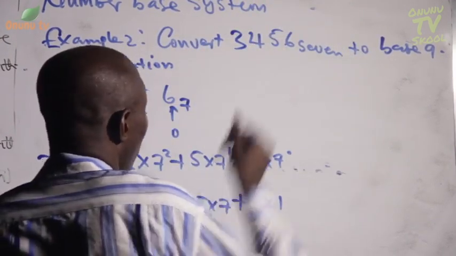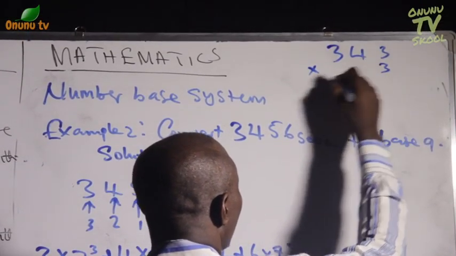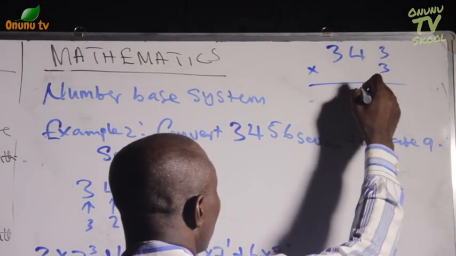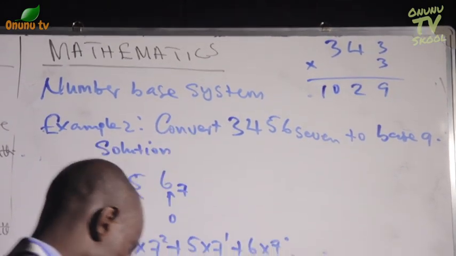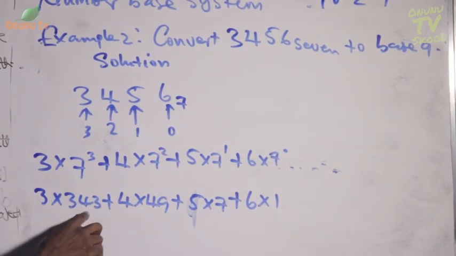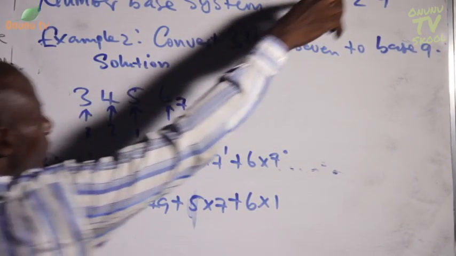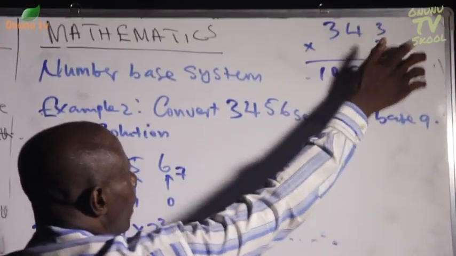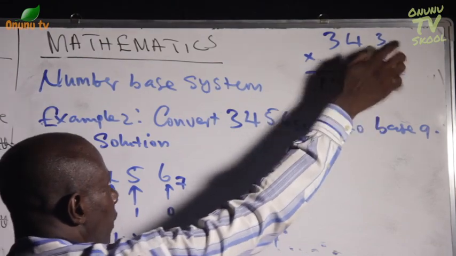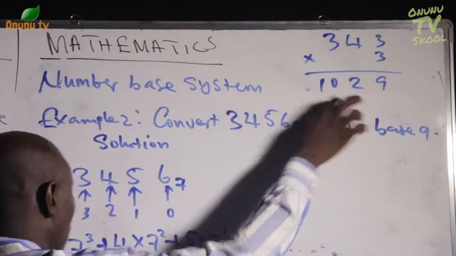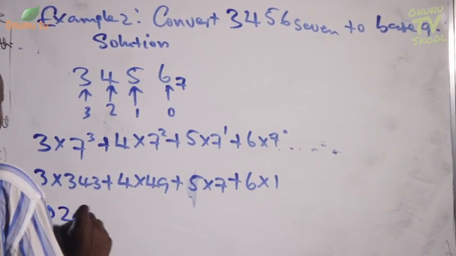Now we say 343 times 3. I'm multiplying 343 by 3 so as to get the value. 3 times 3 is 9. 3 times 4 is 12, you write 2, carry 1. 3 times 3 is 9, 9 plus 1 is 10. So we have 1029 here.